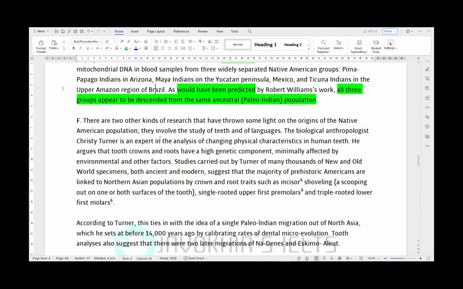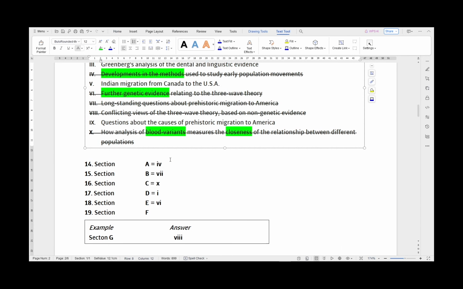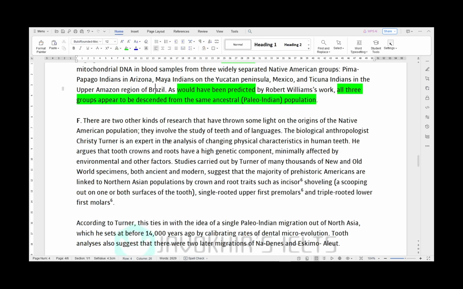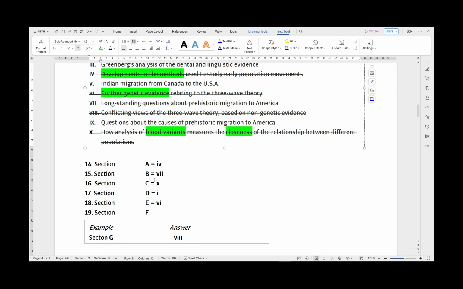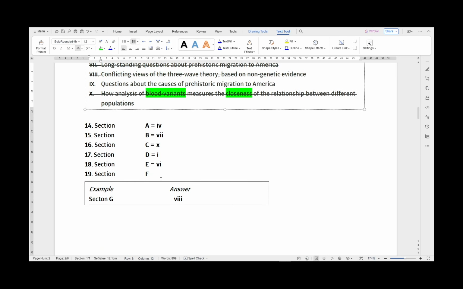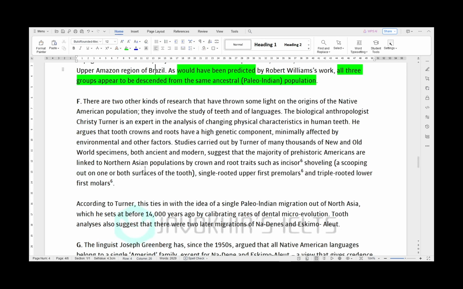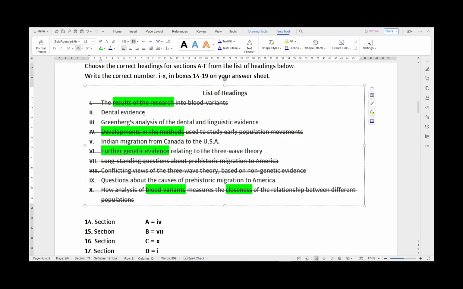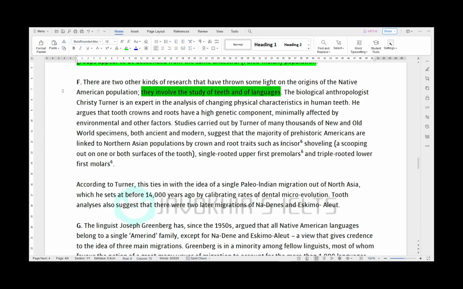All right. So now what are we going to do here? We are left with, did we remove that? Yes, we did remove. We're left with section F. There are 2 other kinds of research that have thrown some light on the origins of the Native American population. They involve the study of teeth and languages. Yes, of course. That is an easy one. Dental evidence. Why not?